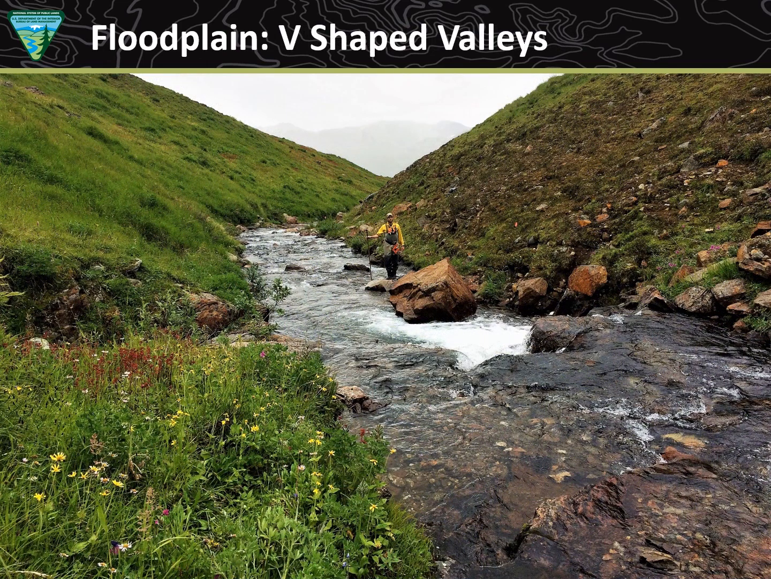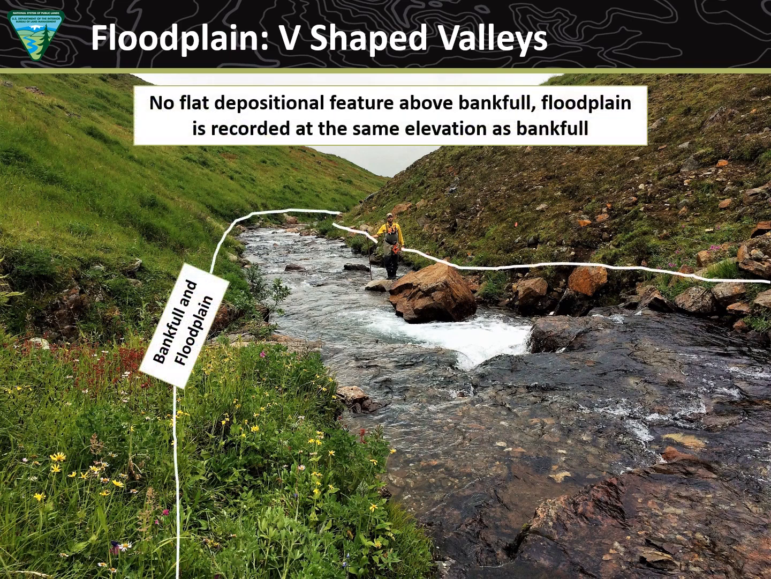In some systems, especially those in mountainous regions, streams flow through V-shaped valleys. These systems typically have no flat depositional surface above Bankfull. In these systems, there is no floodplain. The height of the floodplain is recorded as the same height as Bankfull.